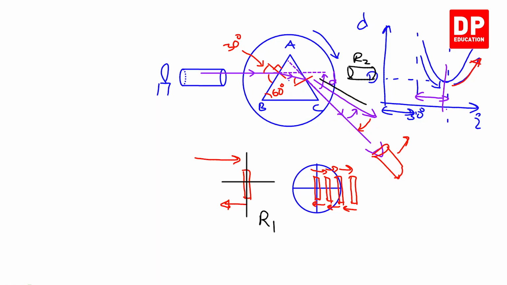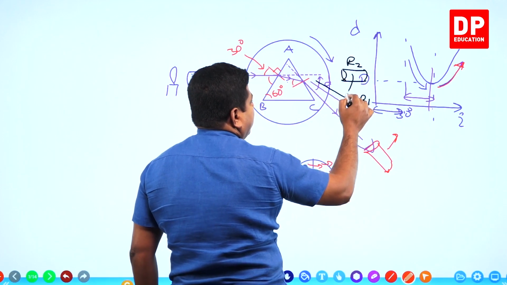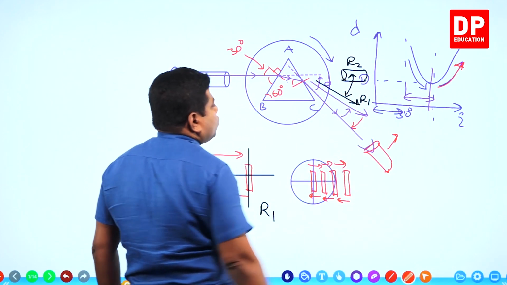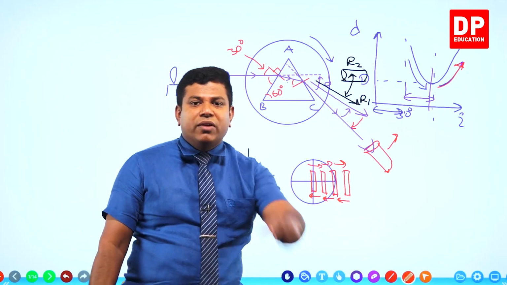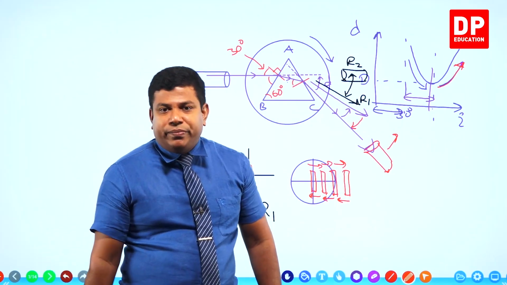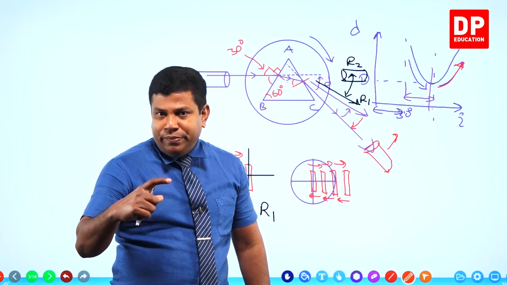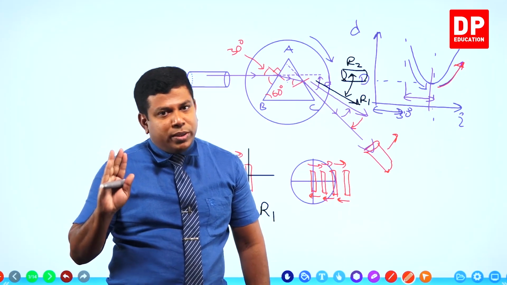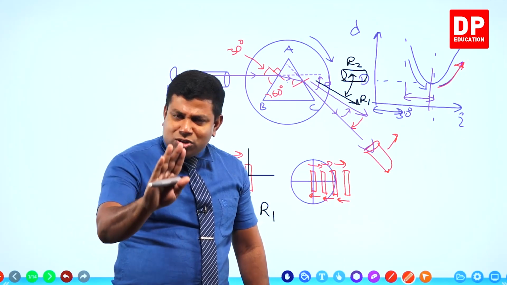Let's say this is the minimum deviation point. So here you got reading 1. Here you got reading 2. If you get the difference between these two readings, that will give you the minimum deviation. This is what we are going to do in this experiment. Clear? So just two readings you are going to take.